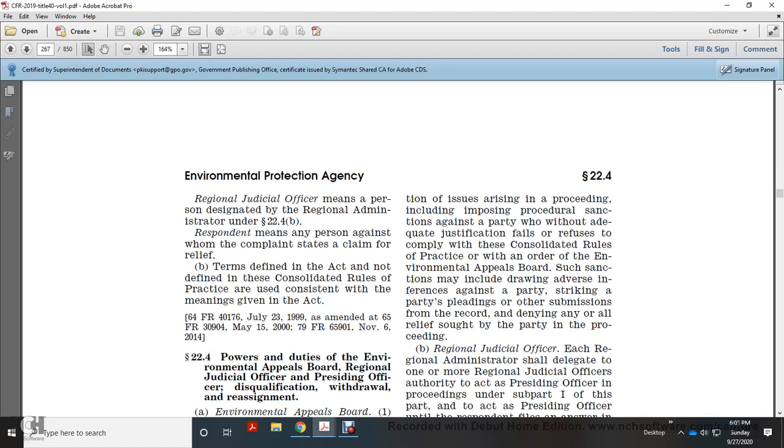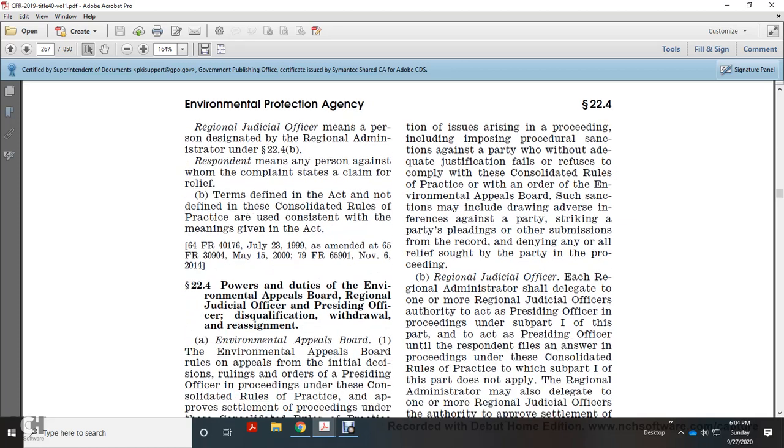Environmental Appeals Board. The sanction may include drawing adverse inferences, striking submissions from the record, and denying any and all relief sought by the party for the proceeding. Regional judicial officer.